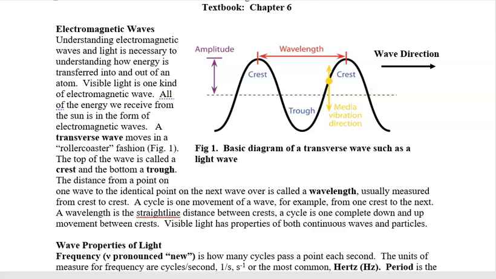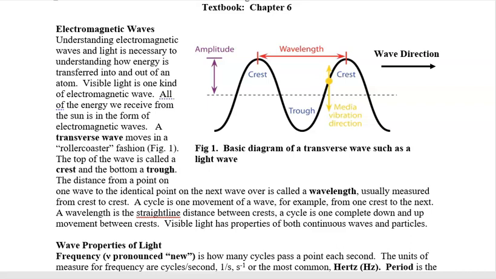A transverse wave moves in a roller coaster fashion. So you see that up and down, that kind of roller coaster fashion is the way a transverse wave moves. It literally moves through space like that, up and down as it travels through space. The top of the wave is called a crest and the bottom a trough. The distance from a point on one wave to the identical point on the next wave over is called a wavelength. So you see that on the graph.